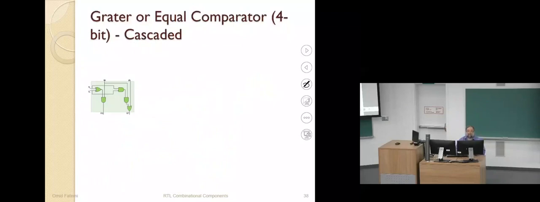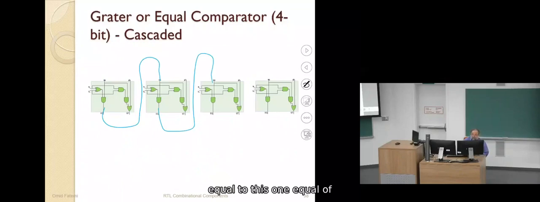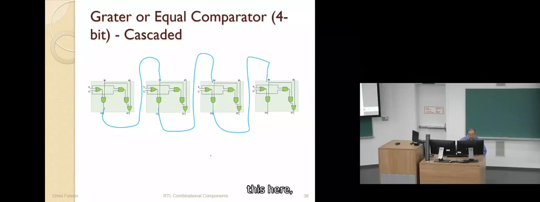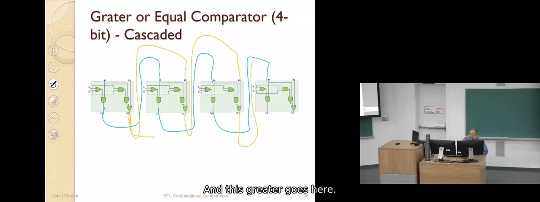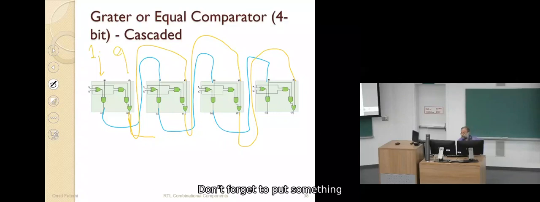So here is the whole circuit that I've explained for you. I put four of them for a four-bit number, and I connect equal of this to this, equal of this to this one, equal of this to this, and greater of here to here, and this greater goes here. This is the thing that we built. This is a 4-bit equal or greater comparator, starting from the first stage with 1 for equal and 0 for greater. Don't forget to put something there because it should have something.